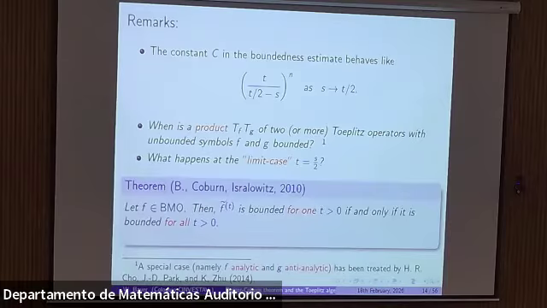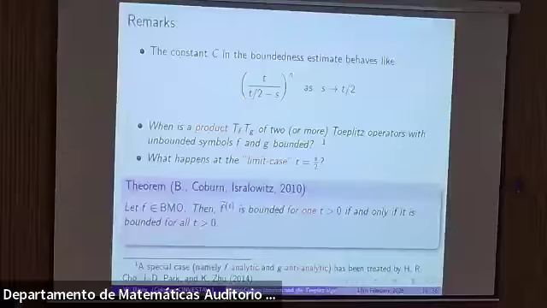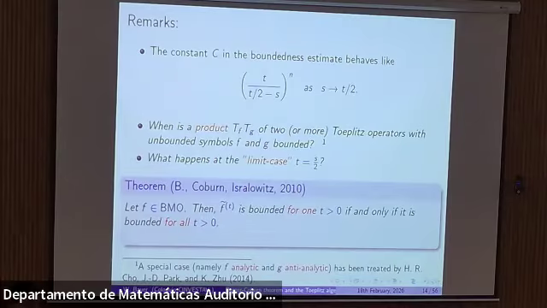And this is the case where the symbol is in BMO. BMO means bounded mean oscillation. So that's a condition on the oscillation of the symbol. Functions of bounded mean oscillation could be unbounded on C^n, but they have not too big growth at infinity, but they can be unbounded. And in this case, one can show that the heat transform of such a symbol is bounded for one time t if and only if it's bounded for all times.